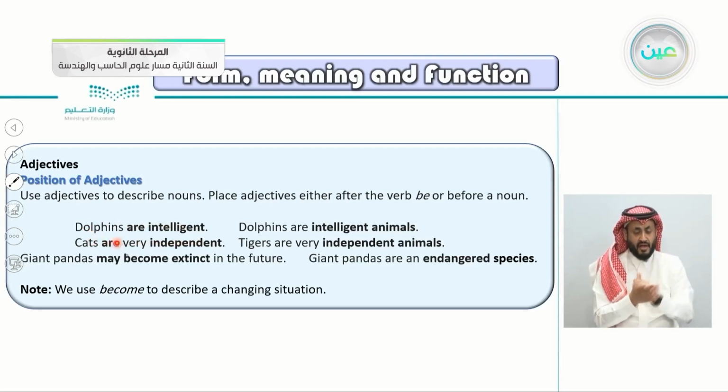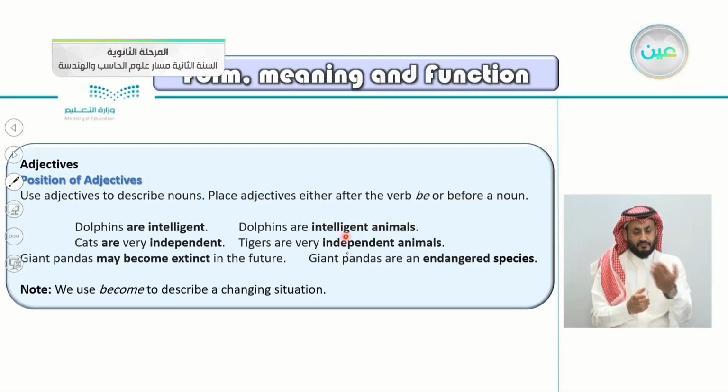Giant pandas may become extinct in the future. So dolphins are intelligent, cats are very independent. These are examples of the adjective coming after the verb to be. You say dolphins are intelligent animals. Intelligent animals. So this is the noun coming after the adjective, as you said here, before the noun. So the noun here is animals, and this is the adjective.